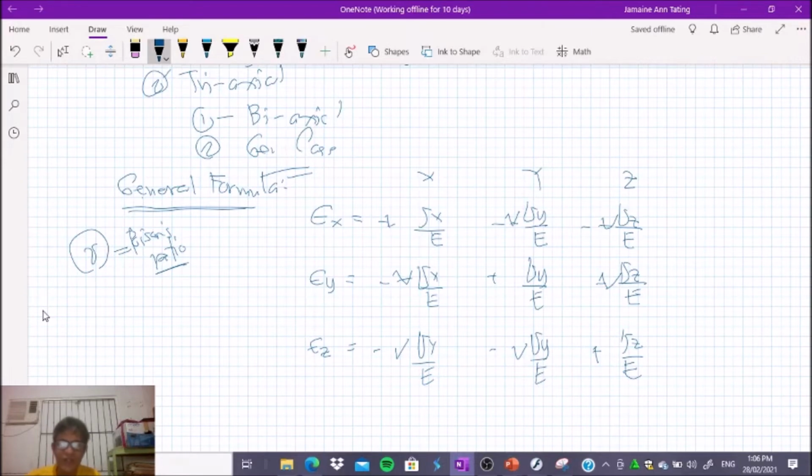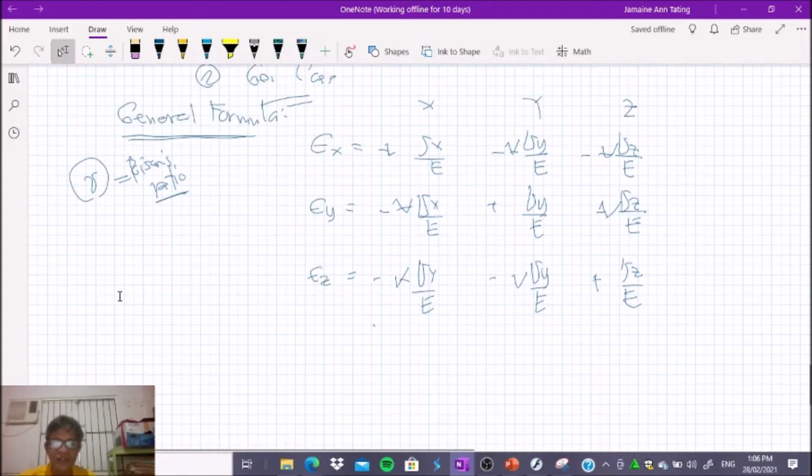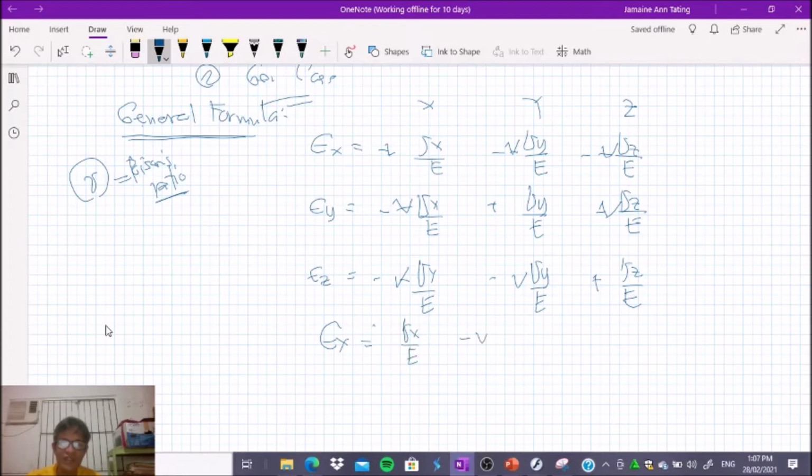So ibig sabihin, we will have this equation for strain in x. So in the triaxial case, ibig sabihin we have strain in x will be equal to sigma x over e, then minus v sigma y over e, then minus v sigma z over e.